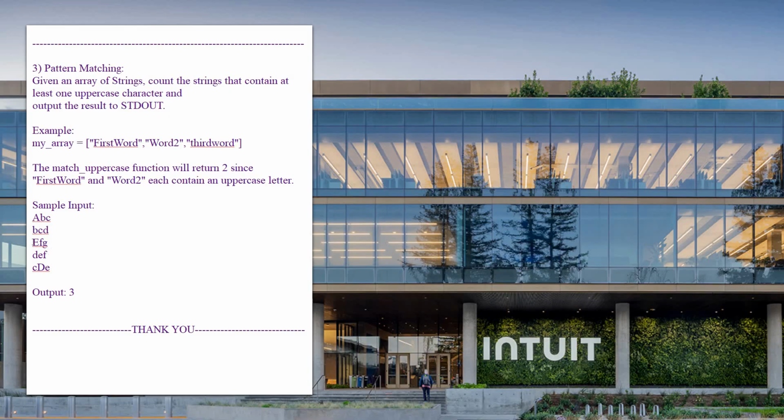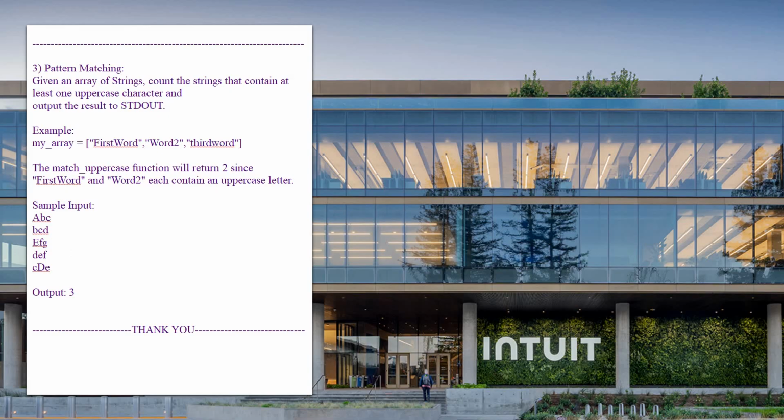When you go to this input, you need to check the first string in the array. This has one uppercase letter, so you can display it as 1. Then B, C, D, there is no uppercase letter. E, F, G, we have one uppercase letter, so 2, you increase the count. Then D, E, F are small letters, and in C, D, E you can see there is one uppercase letter. So you traverse the array completely, and you need to check each string.